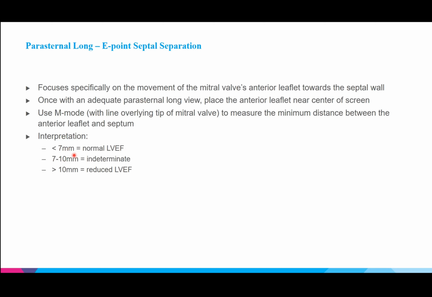If it's 7 to 10 millimeters, it's sort of indeterminate. And usually if it's greater than 10 millimeters, the anterior leaflet likely doesn't move beyond the halfway point during contraction. That suggests reduced LV function.